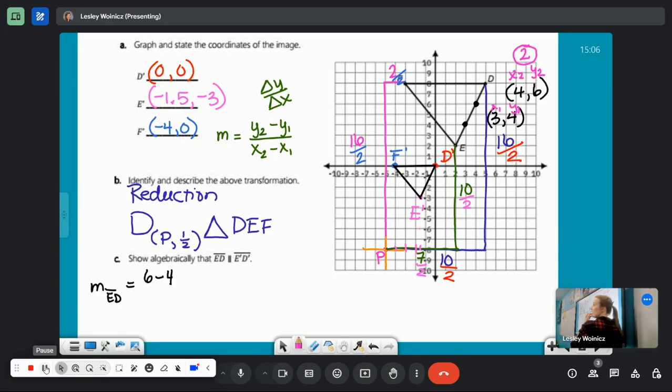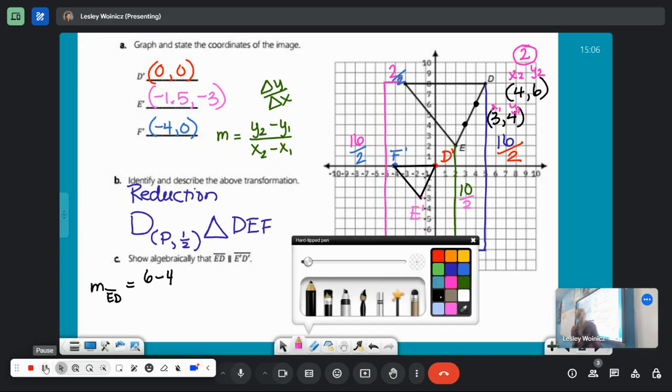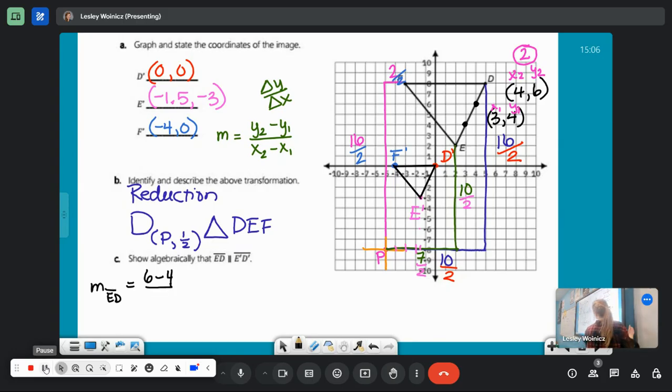Easy enough? Then I just plug in the stuff I labeled. So my 6 minus my 4, and then for my x's, it'll be the 4 minus the 3. So 6 minus 4 is 2, and 4 minus 3 is 1. That reduces to 2.